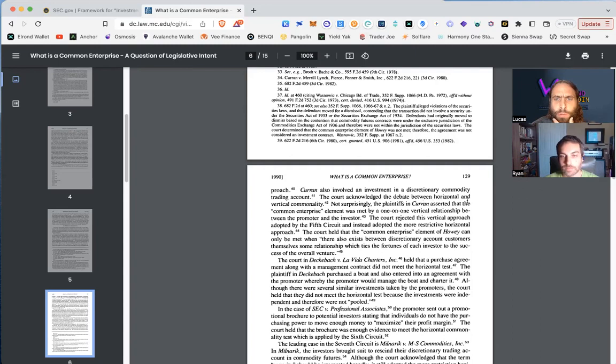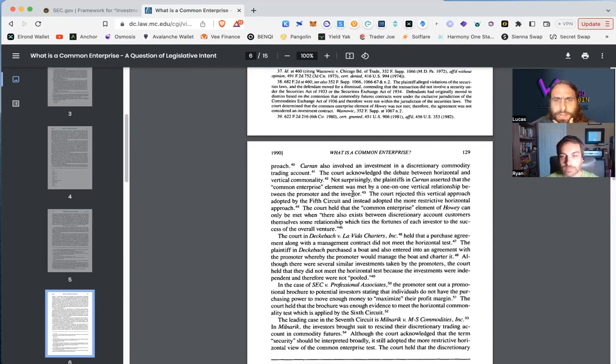Kern also involved an investment in a discretionary commodity trading account. The court acknowledged the debate between horizontal and vertical commonality. Not surprisingly, the plaintiffs asserted that the common enterprise element was met by a one-on-one vertical relationship between the promoter and the investor. The court rejected this vertical approach adopted by the Fifth Circuit and instead adopted the more restrictive horizontal approach. The court held that the common enterprise element of Howey can only be met when there also exists between discretionary account customers themselves some relationship which ties the fortunes of each investor to the success of the overall venture. And that's what you were just talking about.